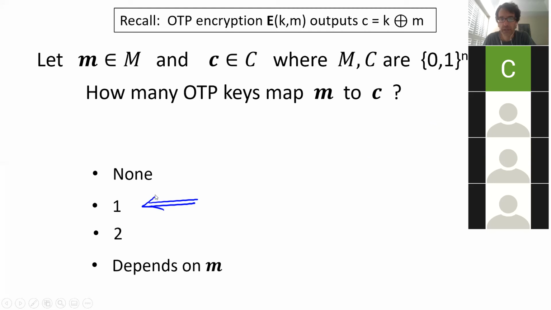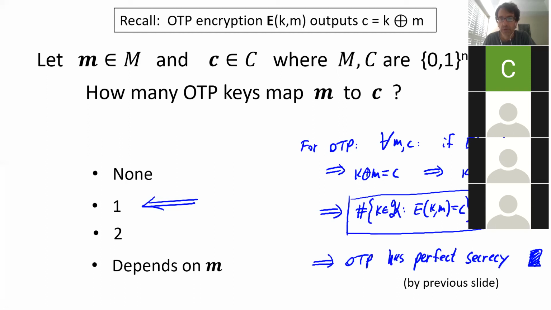It's exactly one key, and it does not matter what the message and the cipher are, because from this equation of encryption, for any message and any ciphertext, there exists a key that maps M to C. And this key is deterministically determined by M and C. It's just an XOR of M and C. So that's why it exists, and it is unique.